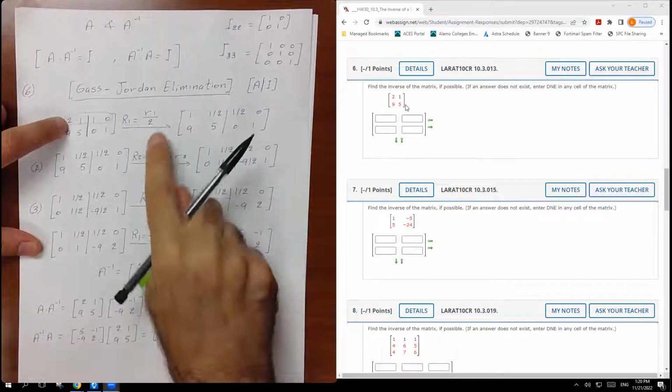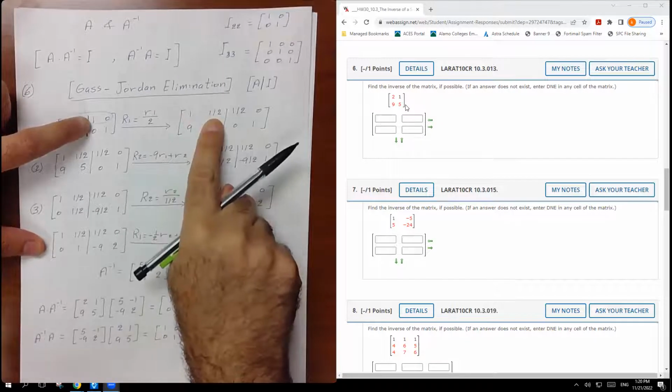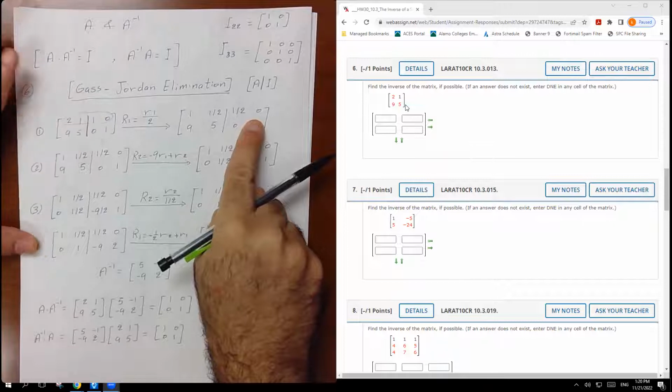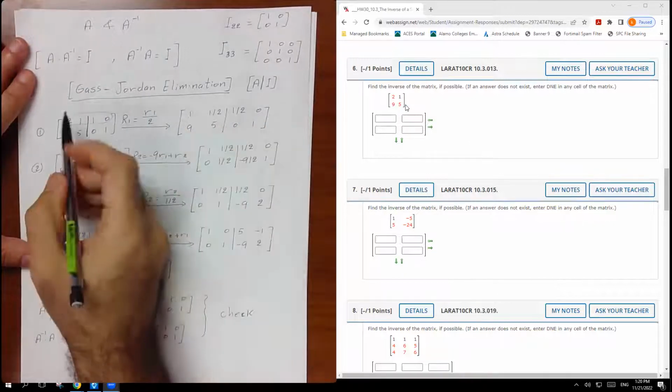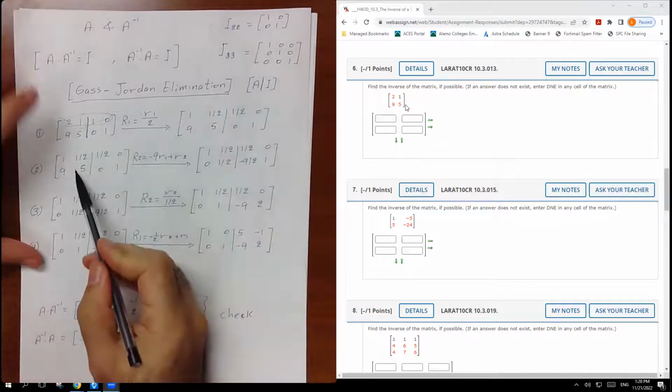So 2 divided by 2 is going to be 1. 1 divided by 2 is going to be half. 1 divided by 2 is going to be half. 0 divided by 2 is going to be 0. So here is my new matrix. I'm not going to look at the old one anymore, because my goal is to find the inverse. So I'm going to write down this matrix here.